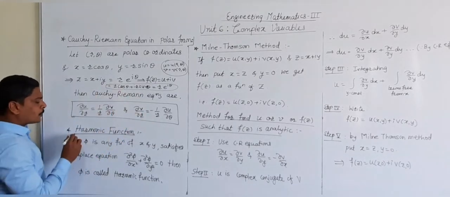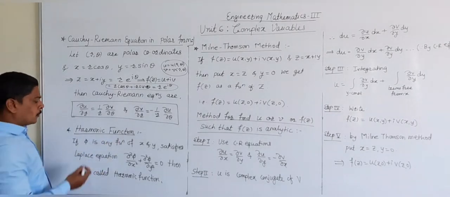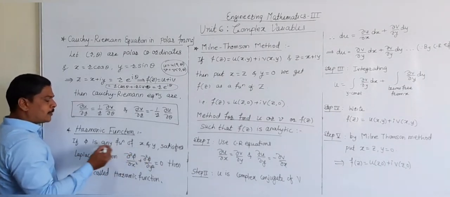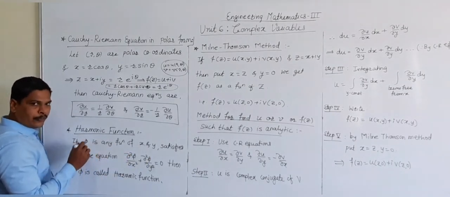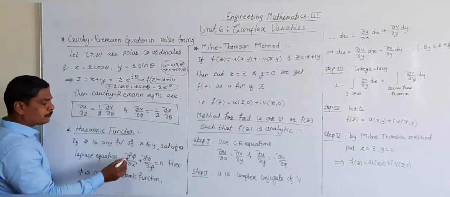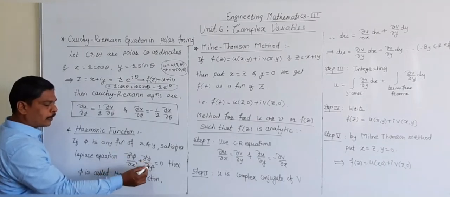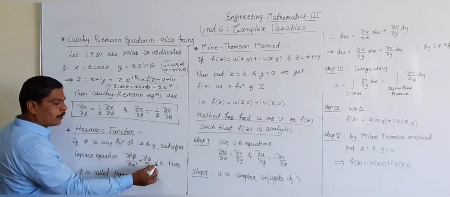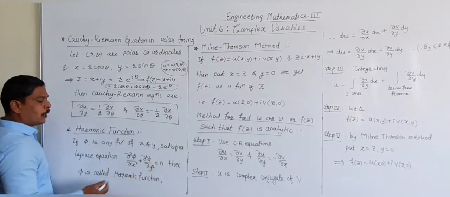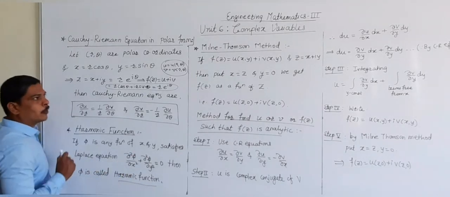Okay, so next is the harmonic function. Suppose phi is any function of x and y. Phi is said to be harmonic if phi satisfies the Laplacian equation. So what is the Laplacian equation? The second partial derivative of phi with respect to x plus the second partial derivative of phi with respect to y becomes 0. Then we say that this is a Laplacian equation, and if phi satisfies this equation, then phi is a harmonic function.